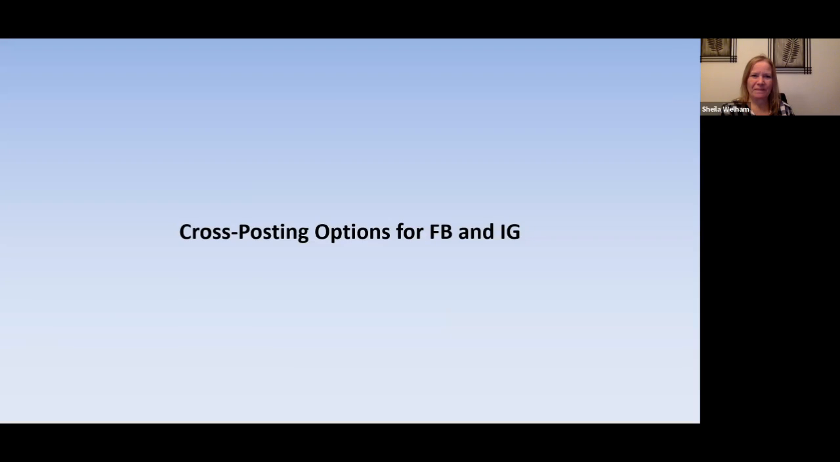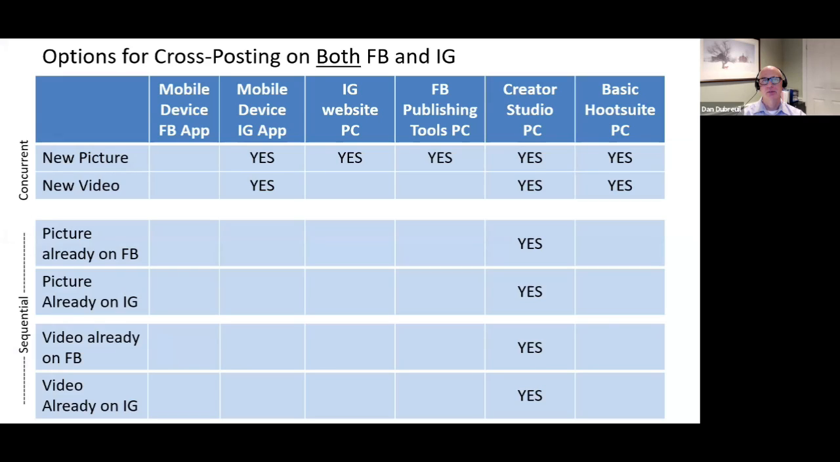Okay, cross-posting options for Facebook and Instagram. This is where it gets a little complicated. Bit of an eye chart here too. So let's focus on the top part of the page. Here the assumption is I want to cross-post. That means I want to have one post, one square image, and some copy, maybe a tag, and I want it to go to both Instagram and Facebook at the same time. It's a brand new piece of material. I want to get it out there ASAP. There are a number of different ways you can do it, and there are some ways that you can't do it.